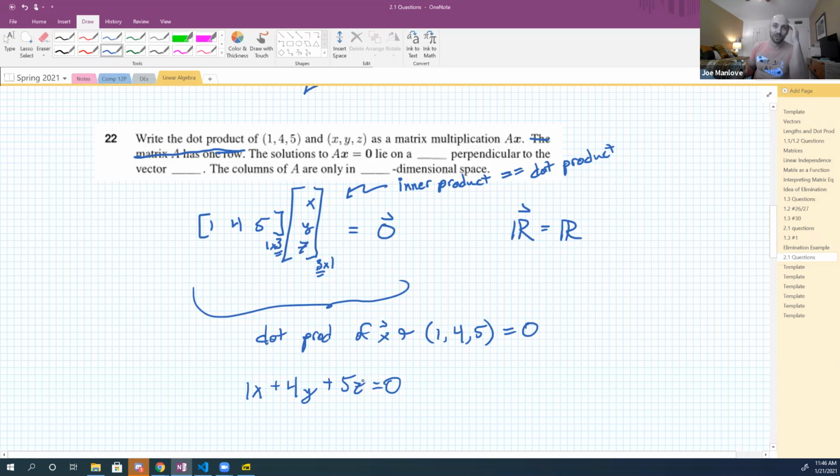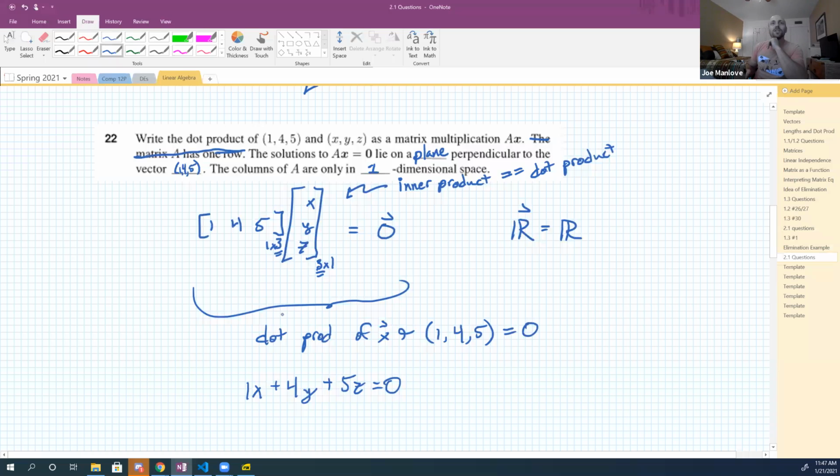If I haven't had Calc 3, I'm just going to have to trust that this is the equation of a plane. Okay, so I believe that they lie on a plane. And what are they perpendicular to? The vector 1, 4, 5. And the columns of A are only in one-dimensional space? 1D space. Okay. Yeah. Once I saw that it was a plane, I think all the other questions kind of locked into place.